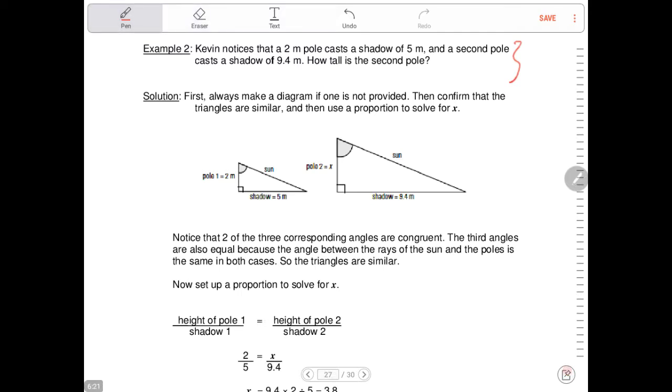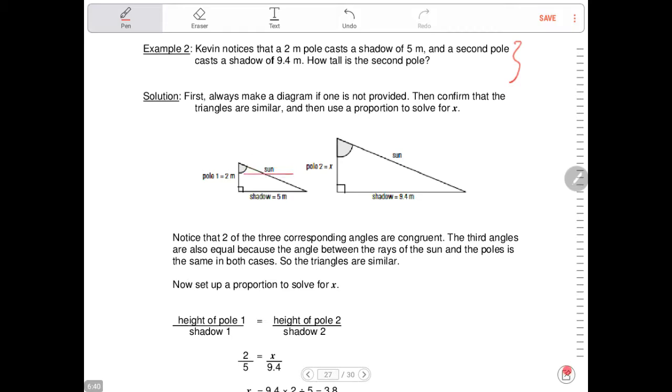So solution. First, always make a diagram if one is not provided. We just talked about that. Then confirm that the triangles are similar, and then use a proportion to solve for x. So let's do our test. Is this a case 1 or is this a case 2?